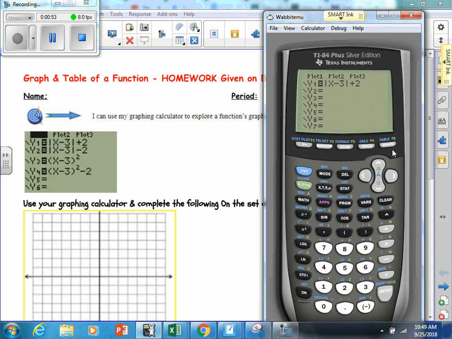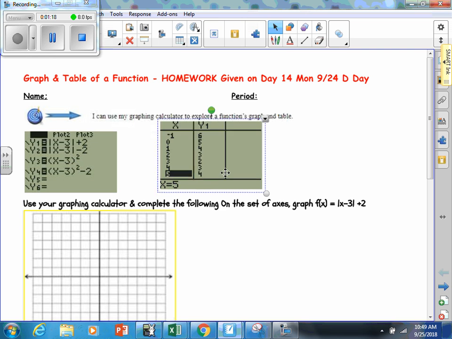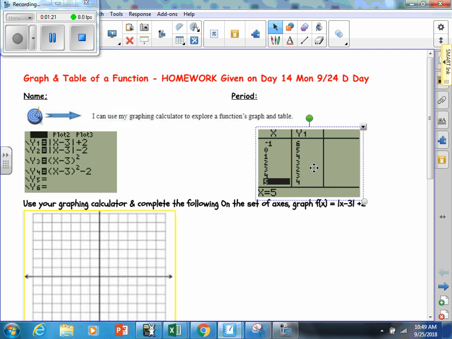Hit second, table, and we know from absolute value that we're going to have a figure that looks a little bit like a V. So what I get for my points, I see when x is 1, y is 4. Just like when x is 5, y is 4. So we're just going to slide this over so we can refer to it later. Now, what does the graph actually look like?